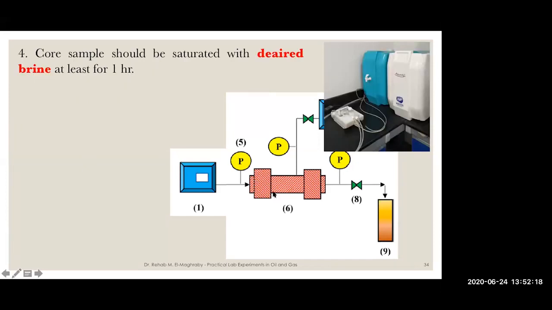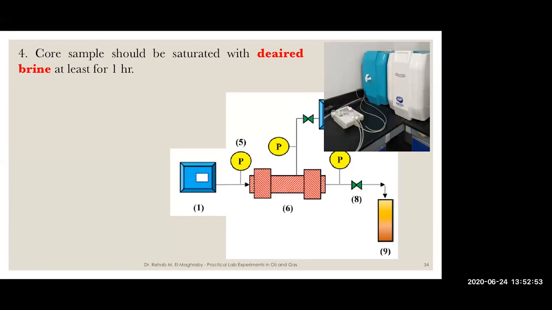So you have to prepare your brine. You have to use deaerated brine. If you are using brine as the fluid to calculate the liquid permeability, you have to use brine, not distilled water. You don't want to damage the clay in your core plug. If you used distilled water, what would happen to the clay? The clay will swell.